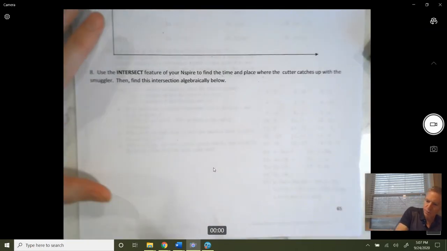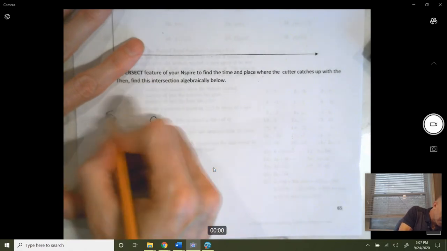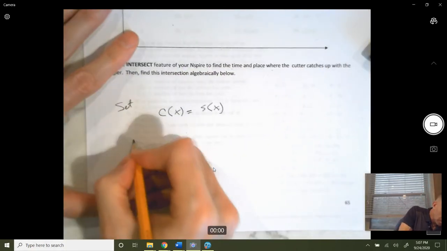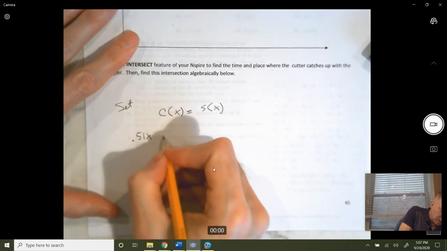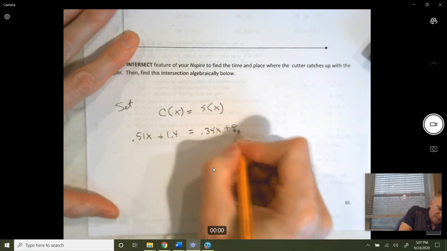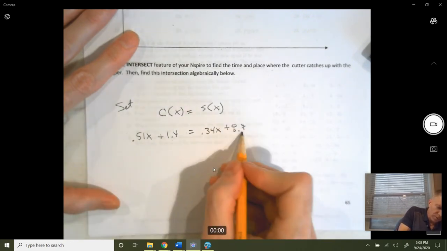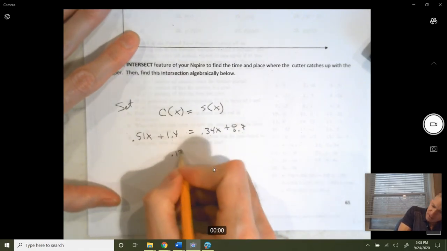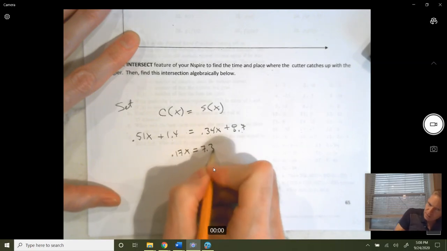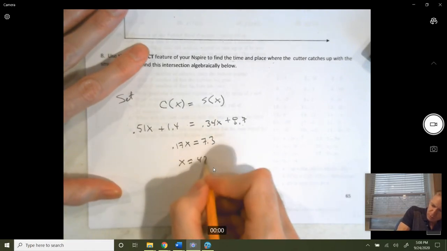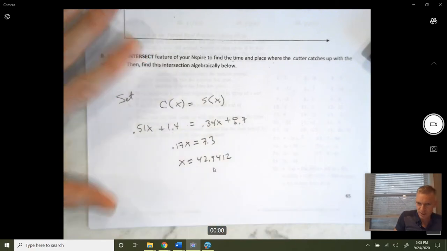To find the intersection algebraically, we're going to set c of x equal to s of x. So you're going to set those equations, 0.51x plus 1.4 equals 0.34x plus 8.7. And subtract the 1.4 from both sides, subtract 0.34x from both sides, and you'll get 0.17x equals 7.3. Divide both sides by 0.17, you get x equals 42.9412, which is exactly what our graph said.